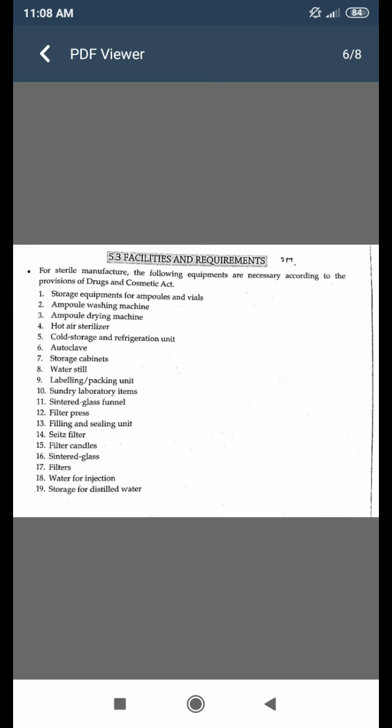First is storage equipment for ampules and vials, then second is ampule washing machine, third ampule drying machine, then hot air sterilization, then cold storage and refrigeration unit, then autoclave, storage cabinets, water still, then labeling or packing unit, then sun-dry laboratory items, then sintered glass funnel, filter press, then filling and sealing units, seitz filters, then filter candles, then sintered glass and filters, then water for injection, last one is storage for distilled water.